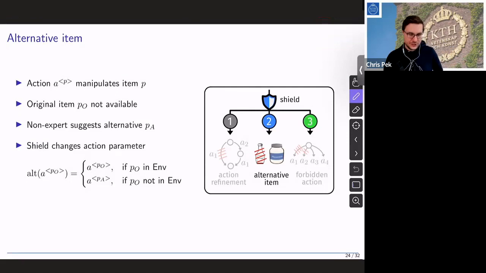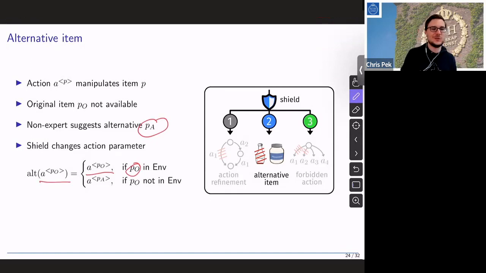So then an expert suggests this alternative item P_alternative, and the shield, alternative item in this case, takes the action A that the robot wants to execute with the original item and says, okay, you can execute it if this original item is in the environment. However, if the original is not in the environment, we execute the suggested alternative instead. So basically, we are injecting the knowledge of the human into the action parameter.